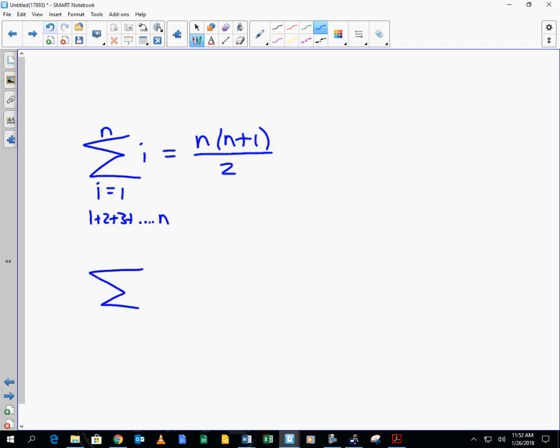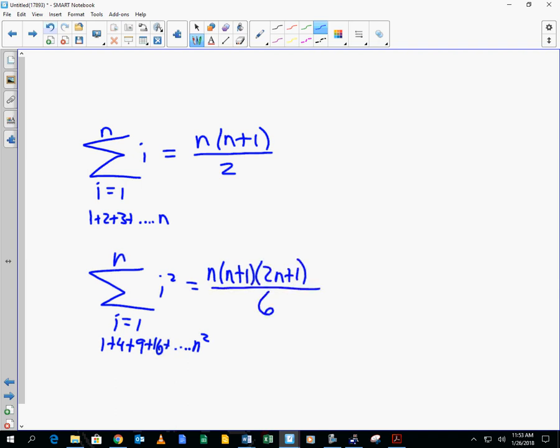We also proved this: the sum from i equals 1 to n of i squared. So that'll be like 1 plus 4 plus 9 plus 16 plus dot, dot, dot, all the way to n squared. Turns out that that is n times n plus 1 times 2n plus 1 all over 6. If you ask where we got it from, we proved it through mathematical induction. And we could show you.